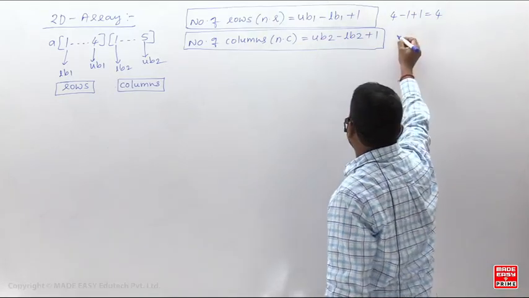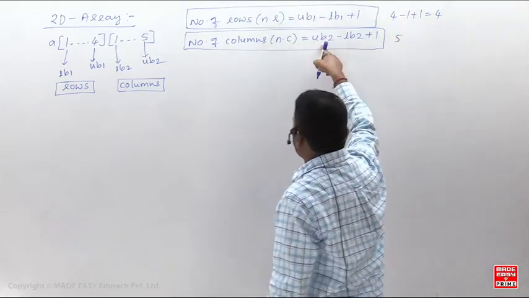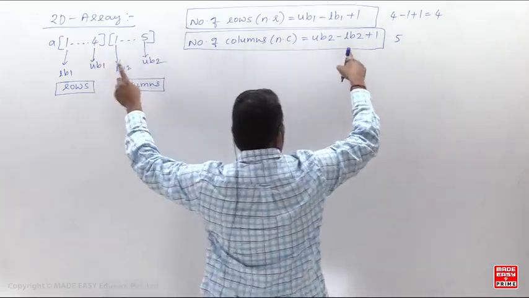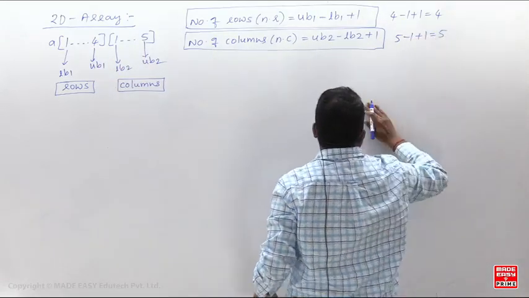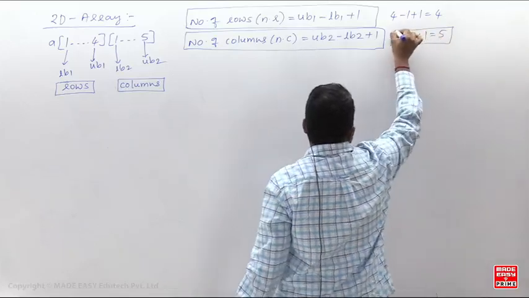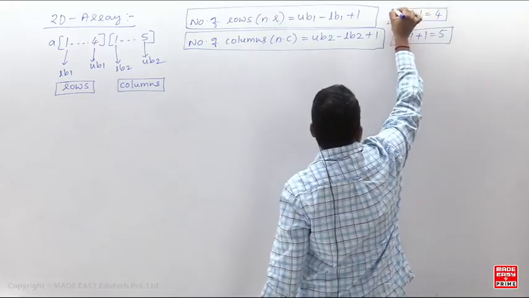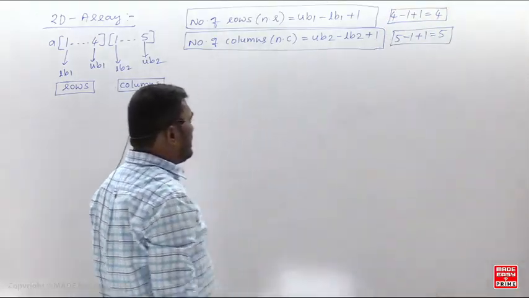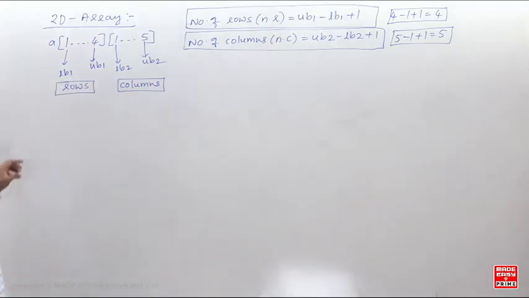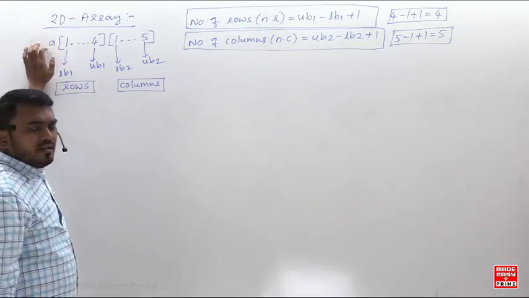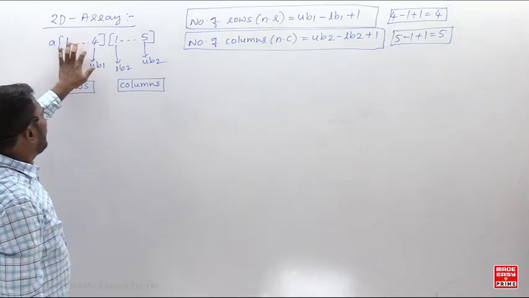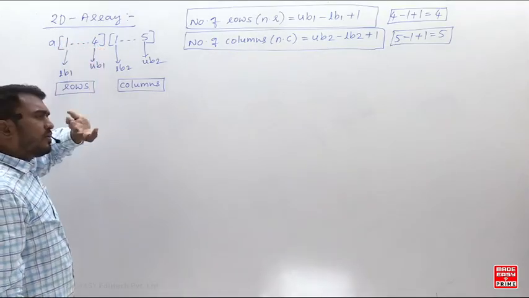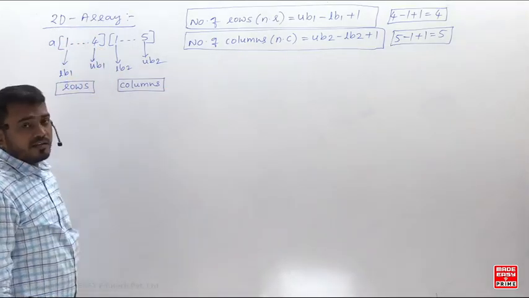Number of columns, upper bound 2. UB2 is 5, LB2 is 1. 5 minus 1 plus 1, that is 5. So this is your number of columns and this is your number of rows. Right. Now it is very easy because you are having positive values. 1 to 4 means 4 rows are there, so you can easily understand that. No formula required now.